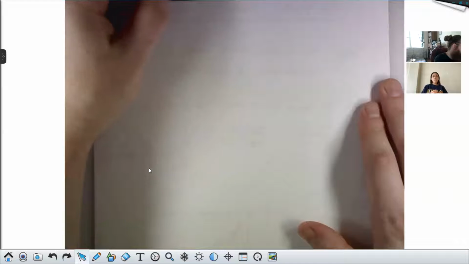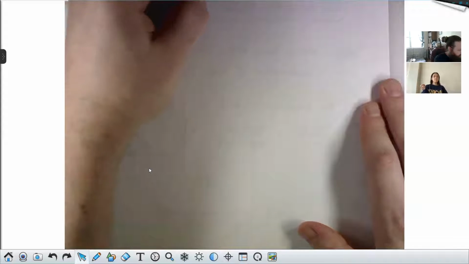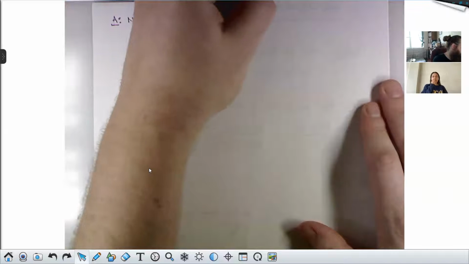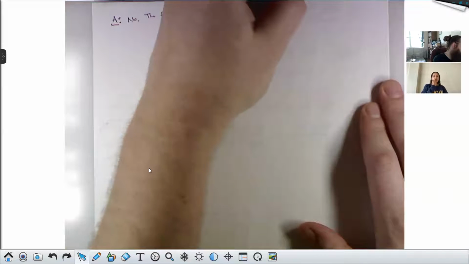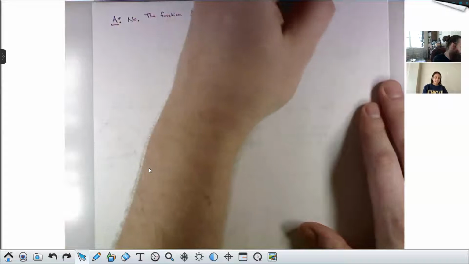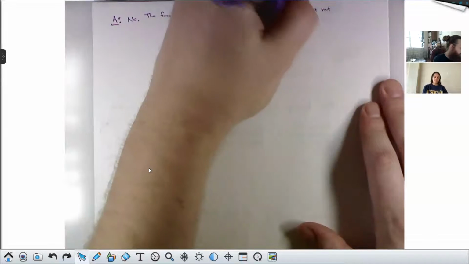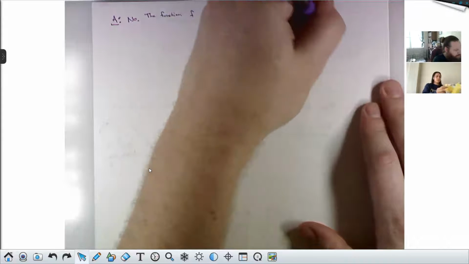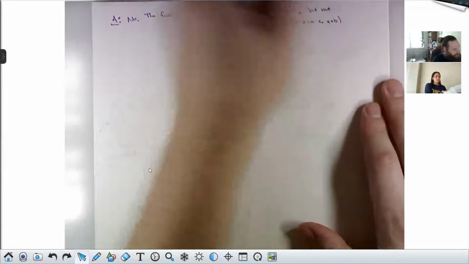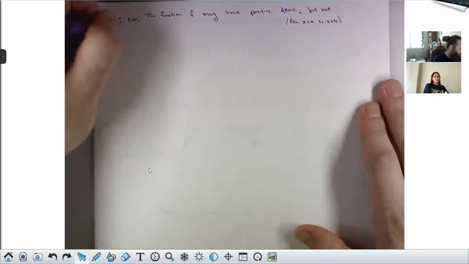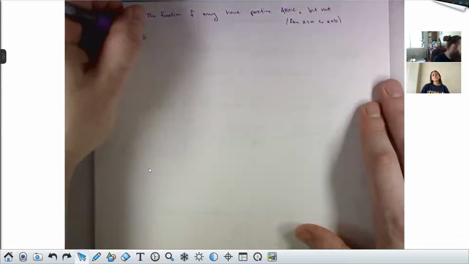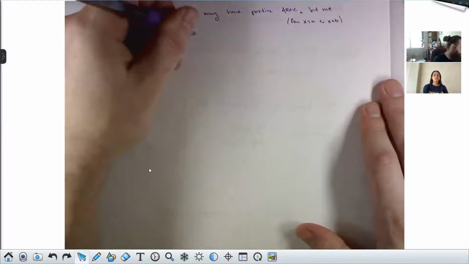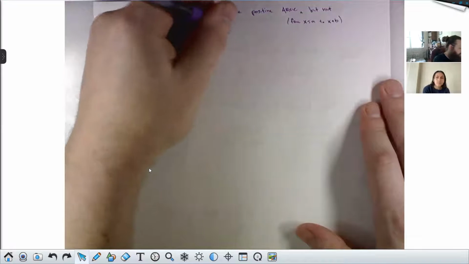The function f may have a positive average rate of change, but not be increasing, say, from x equals a to x equals b. Let's be very careful, but not be increasing everywhere on the interval a to b.